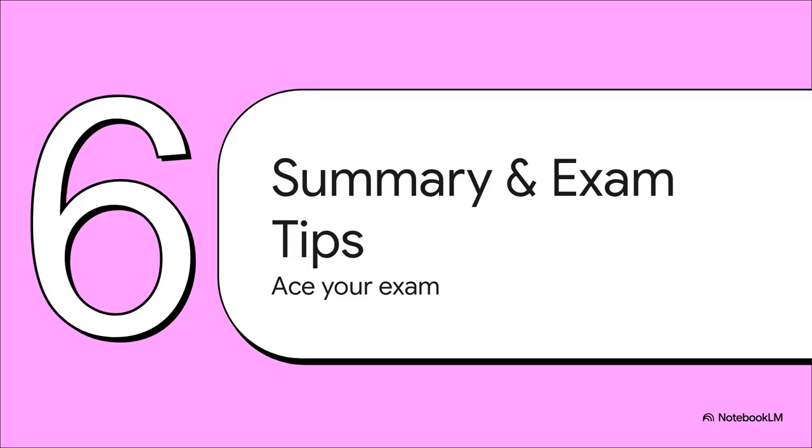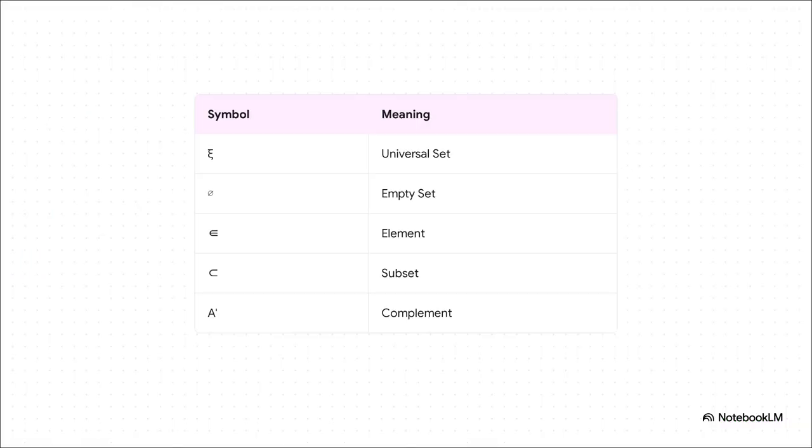And finally, Section 6, Summary and Exam Tips. Let's lock this knowledge in. Honestly, mastering Chapter 11 completely relies on your fluency in this specific symbolic language. You've got the squiggly Xi for your universal set. That's your overall boundary. The slashed circle for your empty set, meaning nothing's there. The curved E for element, meaning an item belongs. The sideways U for subset, meaning a group is fully contained within another. And the prime apostrophe for complement, meaning everything outside that specific group. Take a mental screenshot of these. Knowing these 5 simples cold is going to save you massive amounts of time.